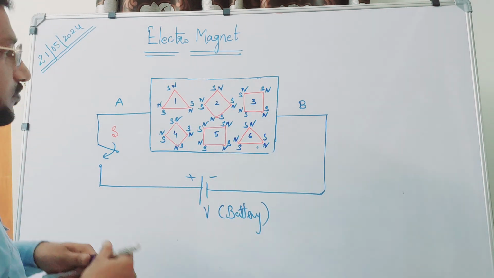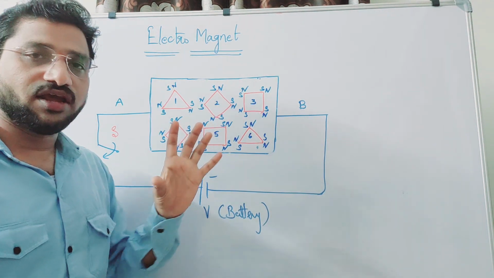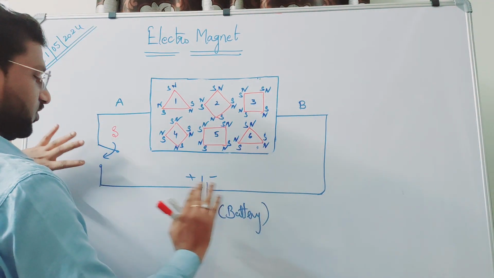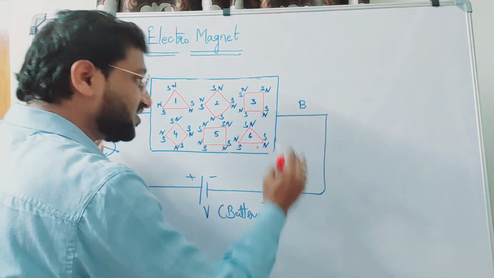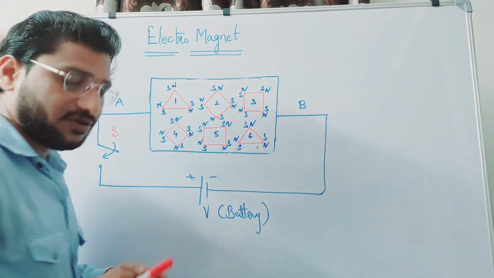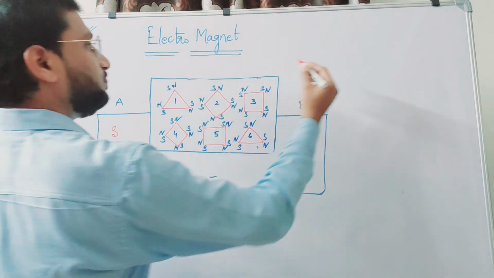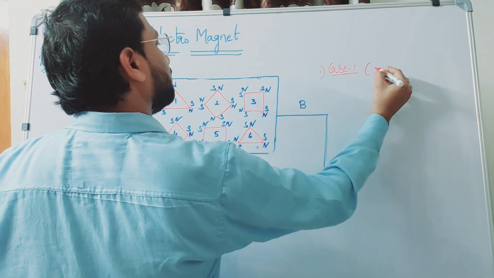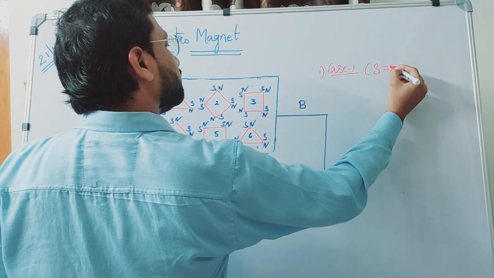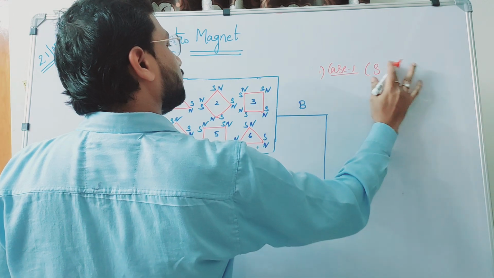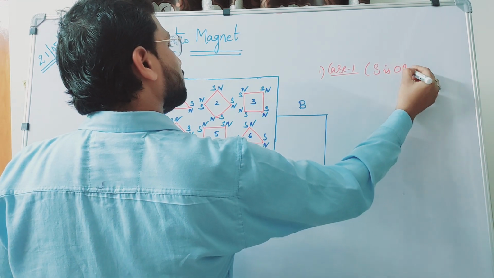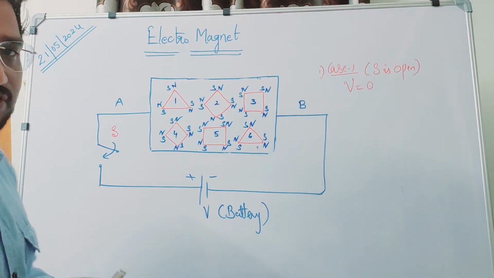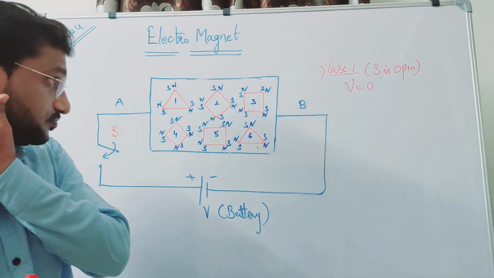Right? So at each and every corner you have a north and south pole combination. Now, when no supply is connected to this material, what is happening inside? So in case 1, that switch S is open, which means voltage is equal to 0. There is no power supply connected to it, right?